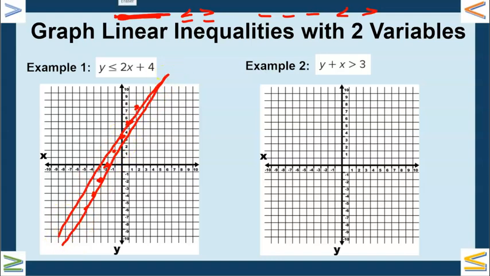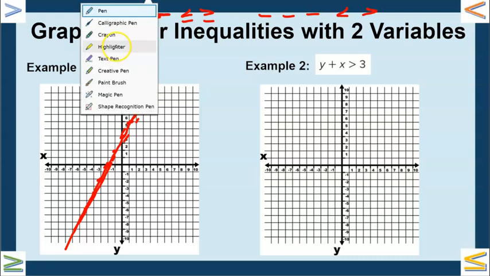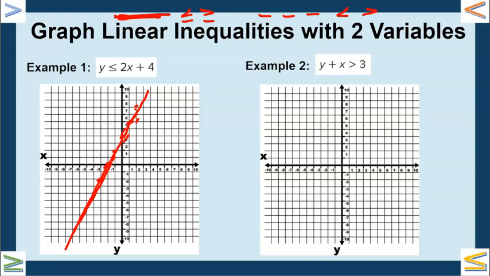Let me do that again to make a better line. Okay, so our line would be here. Now it says it's anything less than or equal to that line. So less than or equal to, I would consider underneath the line. So I would shade everything underneath here and whatever's on the line.